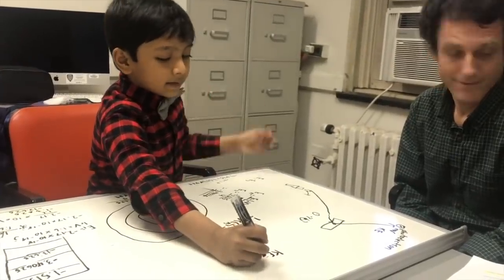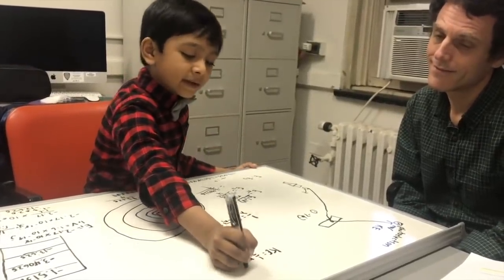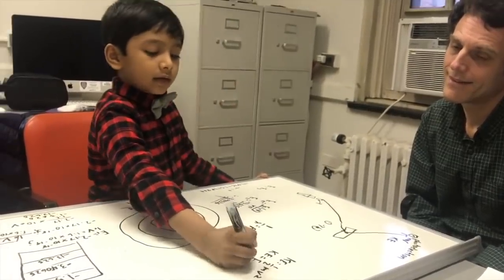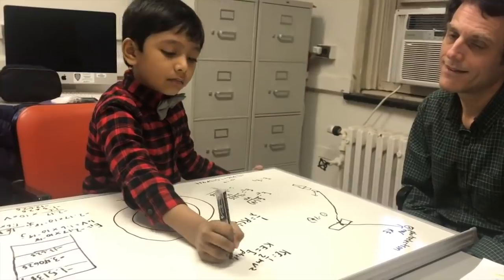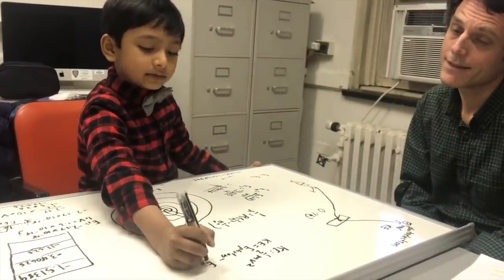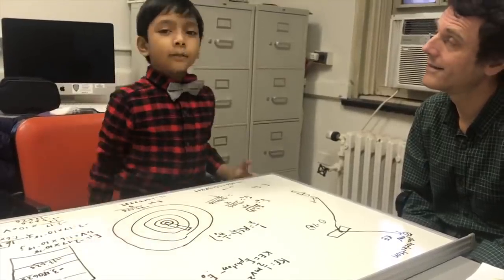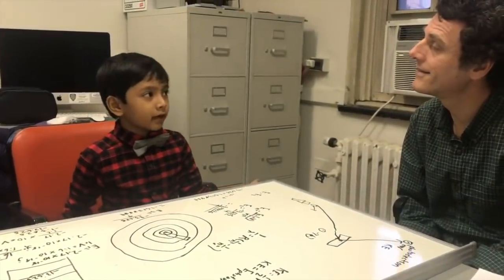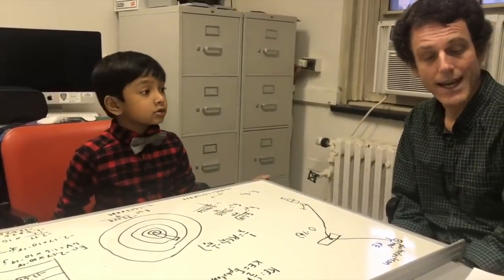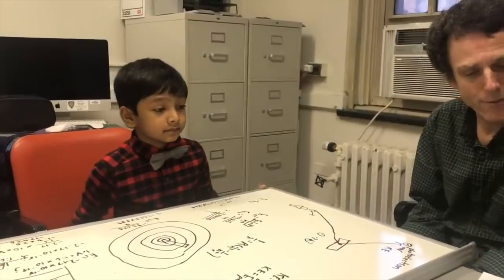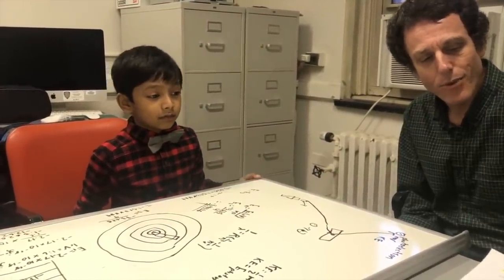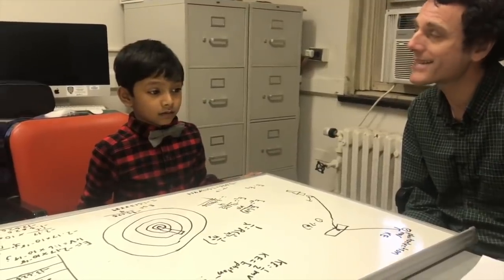KE is half mv squared. And KE is also the energy of a photon minus the work function. There are about 91 metals in the periodic table, each with their own work function. For metallic cesium, the work function is 3.43 times 10 to the minus 19 joules.